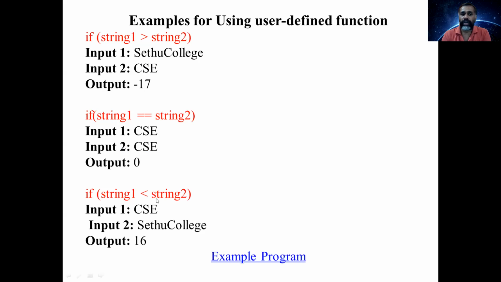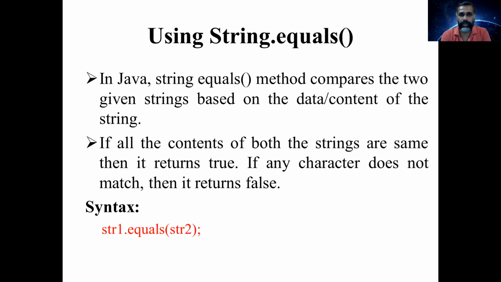And third condition, if string 1 is less than string 2, the string 1 is CSE and string 2 is Sethu college, here the first string is less than the second string, so the output will be a positive value 16. So these are the simple examples for comparing two strings using user-defined functions. Whenever we create a user-defined function, we have to consider these three conditions. For each of these examples, I will be explaining a Java program for each concept.